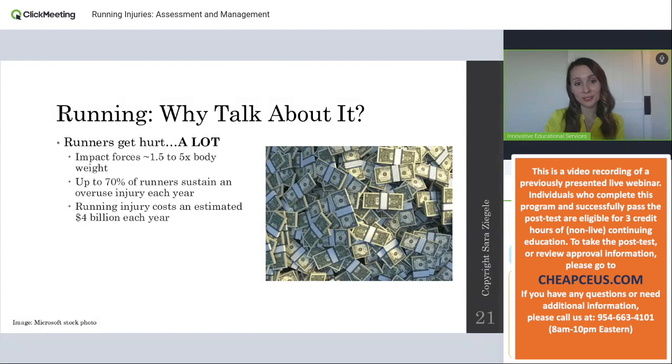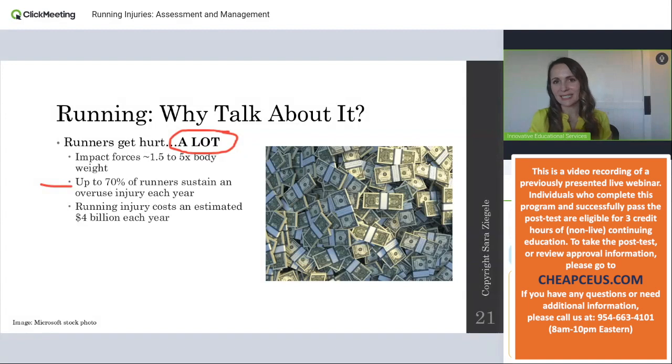We know that unfortunately, runners also get hurt a lot. I think one of the statistics that's really staggering is that up to 70% of runners sustain an overuse injury every year. So sometimes when we look at data like this, we see, okay, 70% of runners get injured, and that would be in the lifetime. But if we look closer at this data, what it's saying is not over the course of their time as a runner. This is each and every year they're a runner. So 70% chance on an annual basis that a runner is going to be injured.